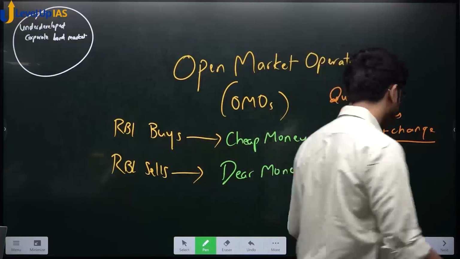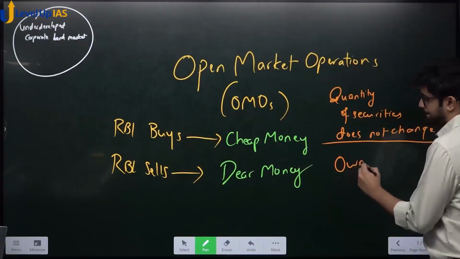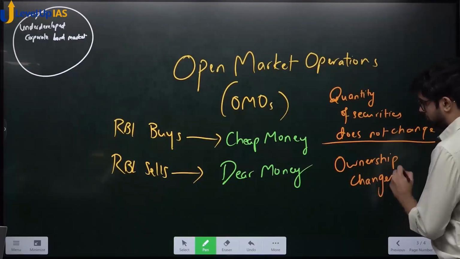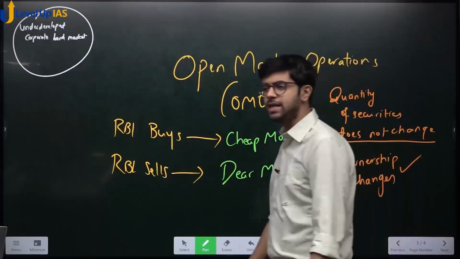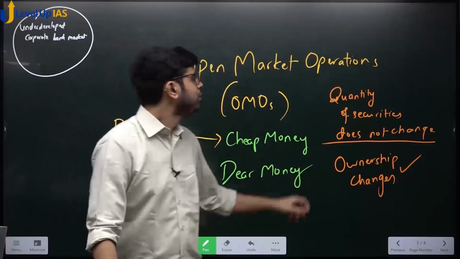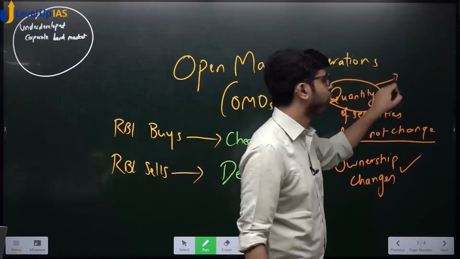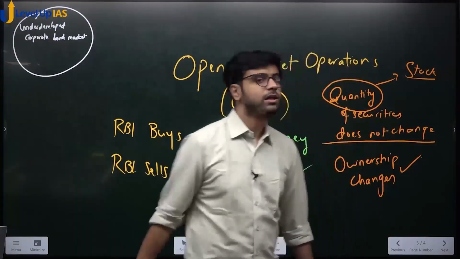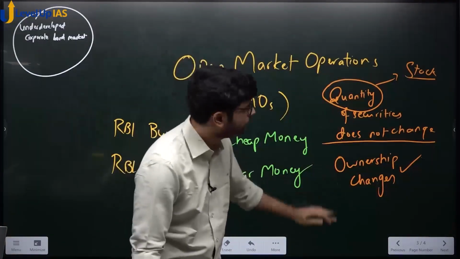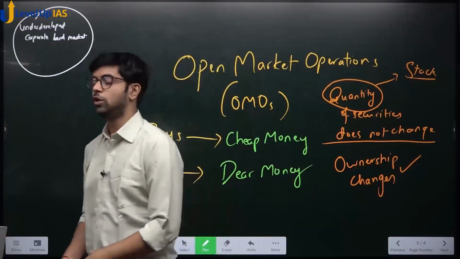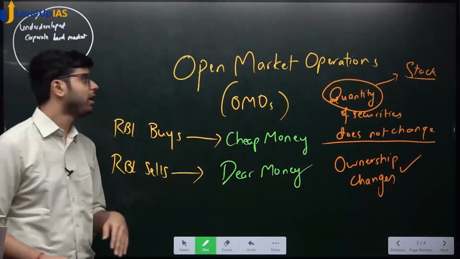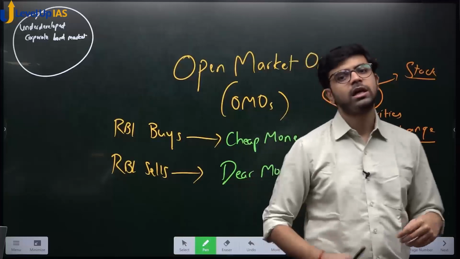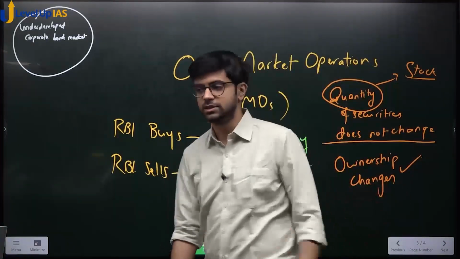But what changes? Yes or no? Ownership changes, because when RBI sells, you become the owner. When RBI buys, RBI becomes the owner. So instead of quantity, I would use a little more polished term. The stock of securities does not change. Stock means normal stock. So the stock of securities does not change, but only the ownership changes. This statement might come in prelims: under open market operations, does quantity increase or decrease? No, it does not. It only changes hands. Only ownership changes.